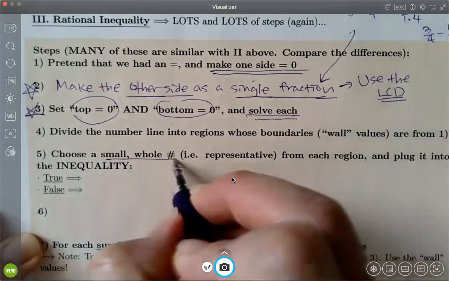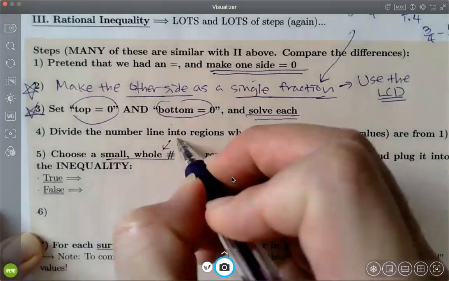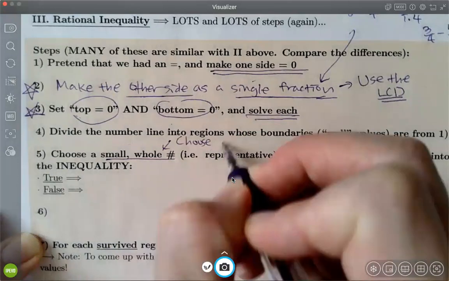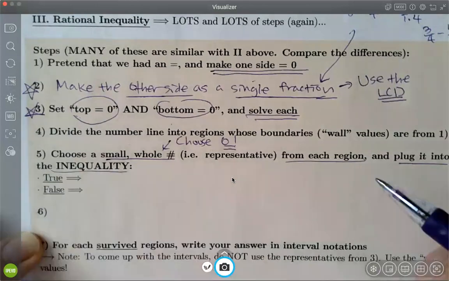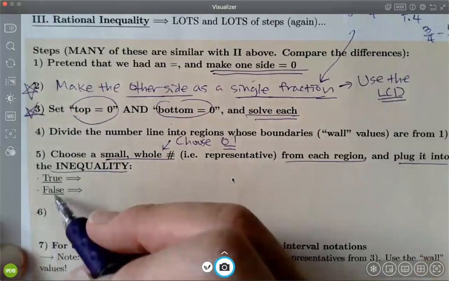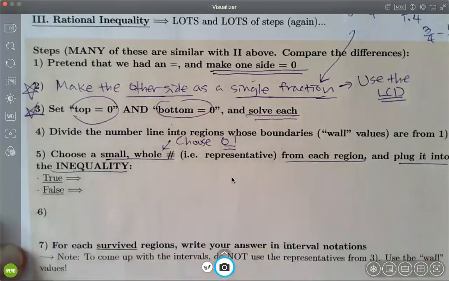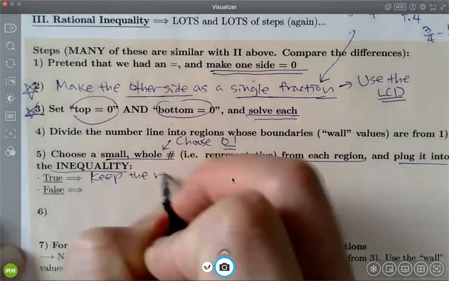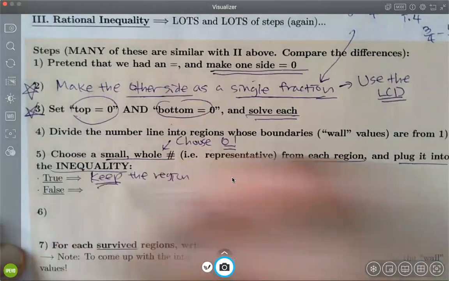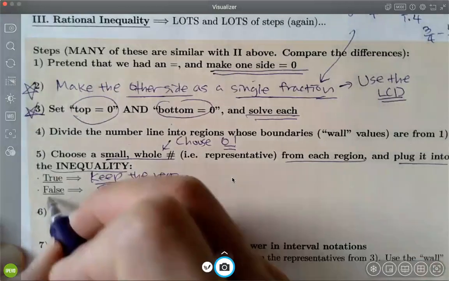Okay, so now again, we have to choose 0. Whichever region contains the 0, we have to pick a 0, and we plug that into the inequality. Same thing as before. True statement, which means we keep the region. And false statement, we throw the region away.